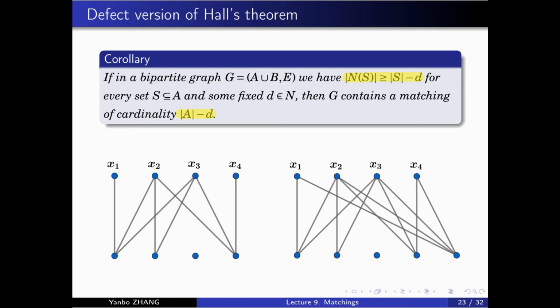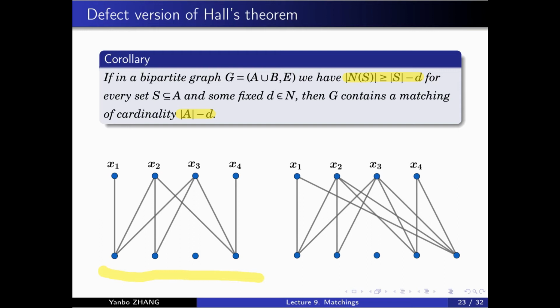Here, different from Hall's theorem, we have a parameter d. If d equals 0, then it is Hall's theorem. If d is not 0, then it doesn't satisfy Hall's condition, but we can use this corollary. Let's take the left graph for an example.